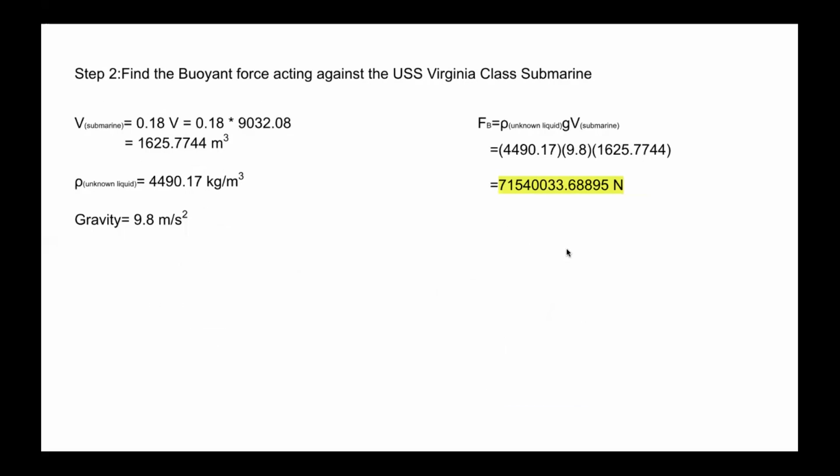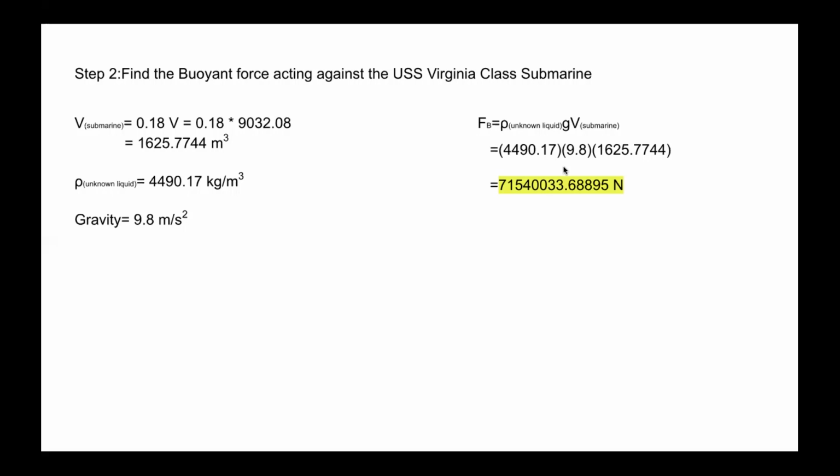Now that we know the density of the unknown liquid, we can find the buoyancy force acting against the USS Virginia class submarine. Buoyancy force is defined as density multiplied by gravity multiplied by volume. 18% of the submerged volume is 1,625.7744 meters cubed, and the gravity on Earth is 9.8 meters per second squared. And the density of the unknown liquid that we found is 4,490.17 kilograms per meter cubed.